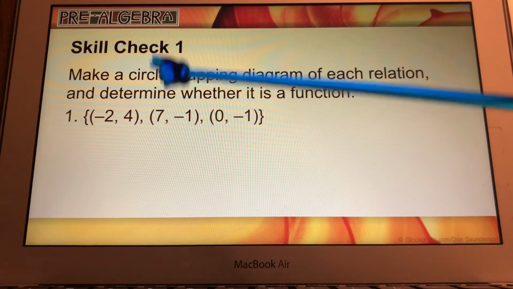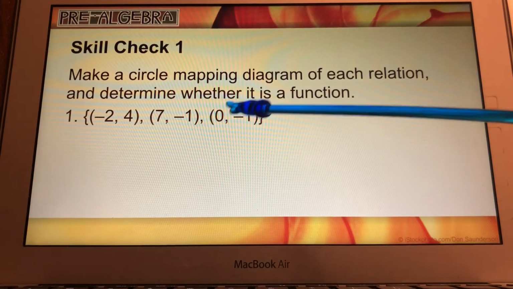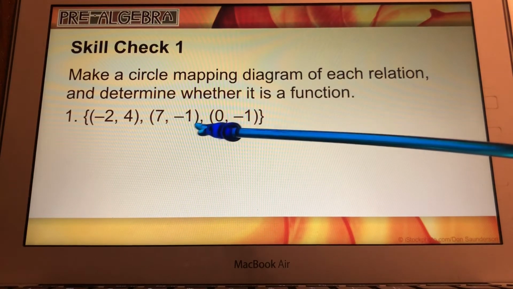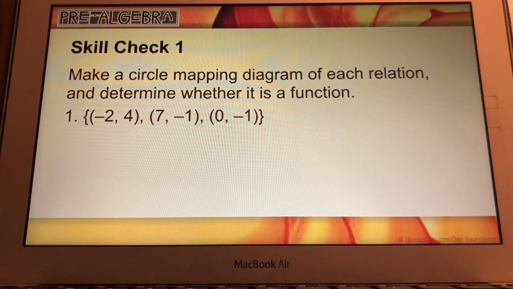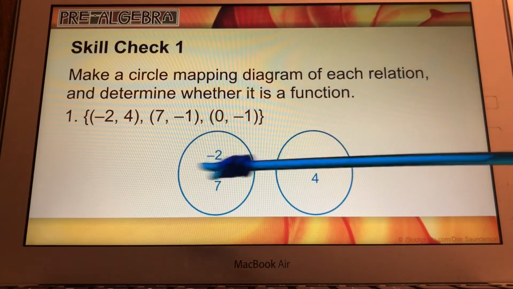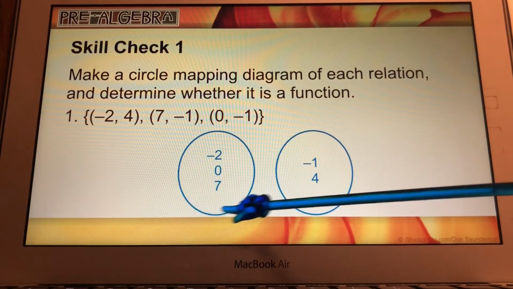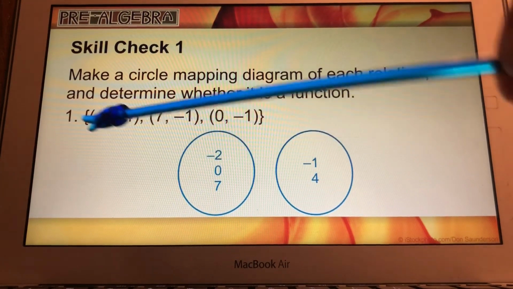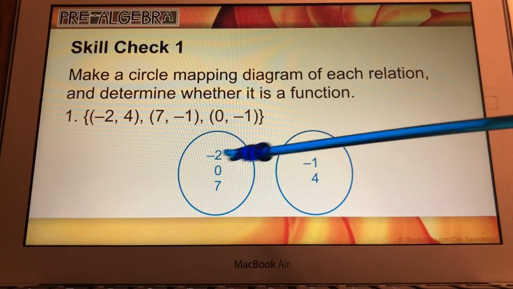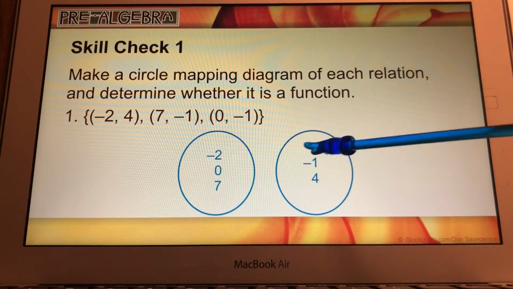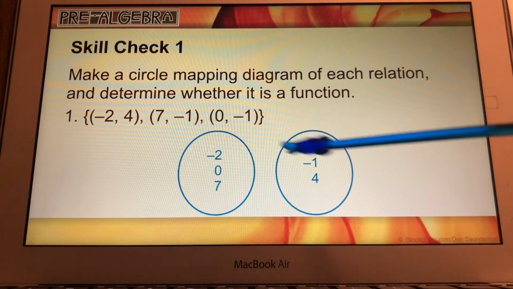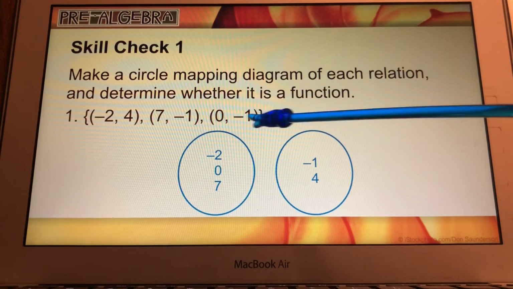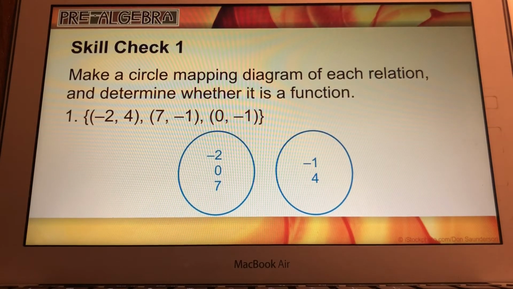Okay, let's take a look at this. It says make a circle mapping diagram of each of these relations and determine whether it is a function. So, if I make a circle mapping diagram here, I'm going to take the first circle, and that's my domain or the x values, okay? -2, 0, and 7. Then my second circle is going to be the y values or the range. And I have -1 that's repeated, and then 4. And it says determine whether it is a function.